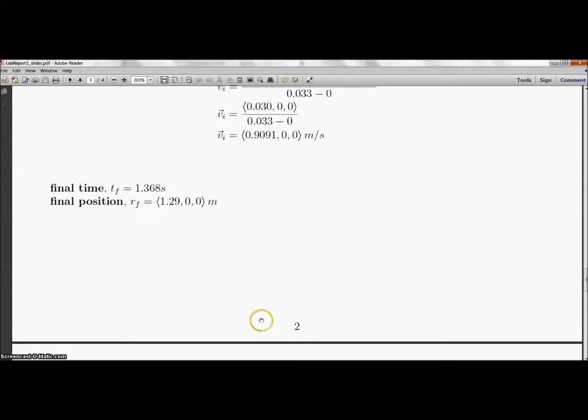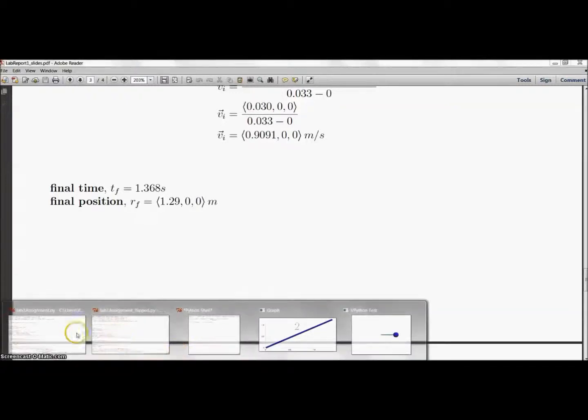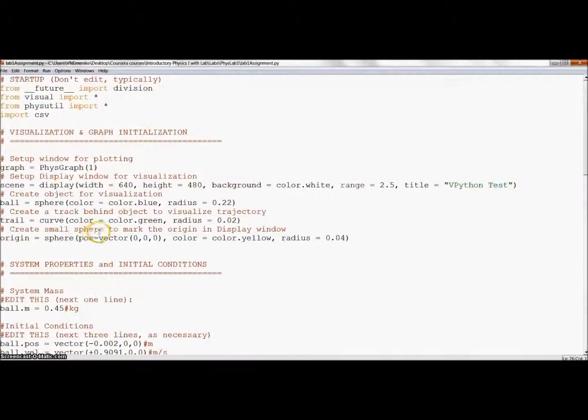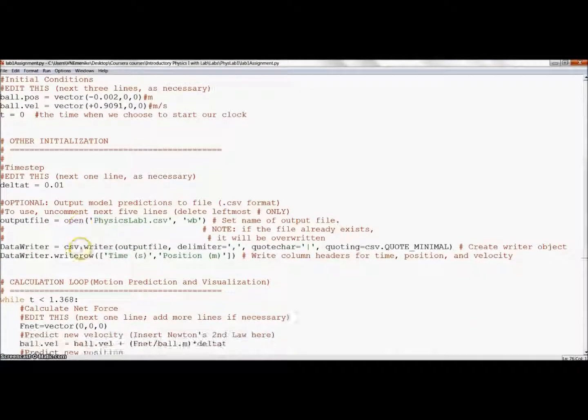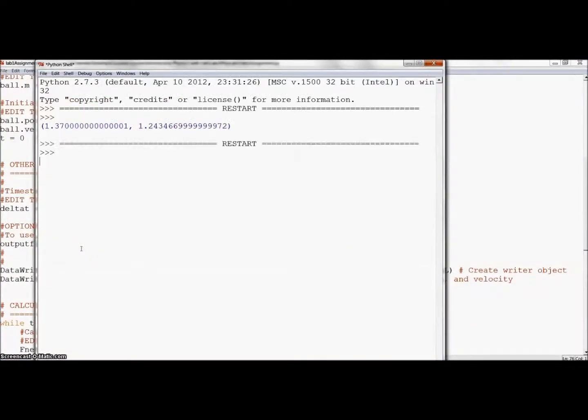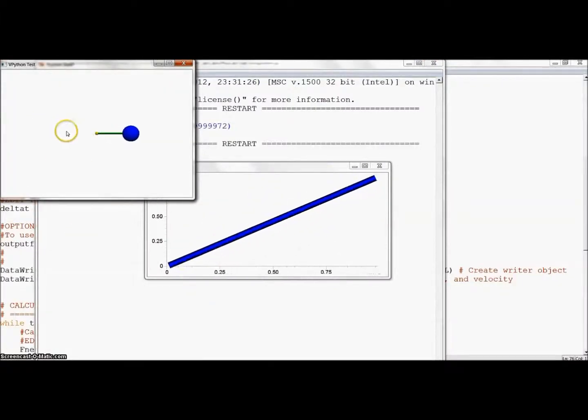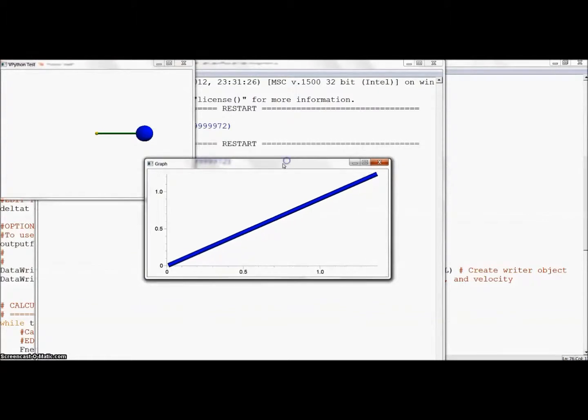We then plot this. Here we have the Python code, and if we run this, we see that the ball moves in the positive x direction as we suspected, and we observe that the plot of position against time has a positive slope, sloping upwards from left to right. This is what we expected with respect to the orientation we used.